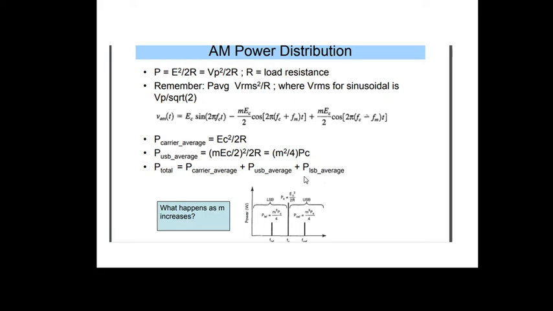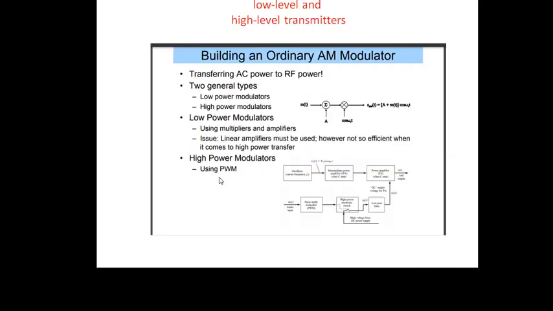What happens when M is increasing? This question will be asked in your MCQ. If M is increasing, that means the total power is also increasing in double sideband suppressed carrier, because if we observe, M is directly proportional to these two sidebands.